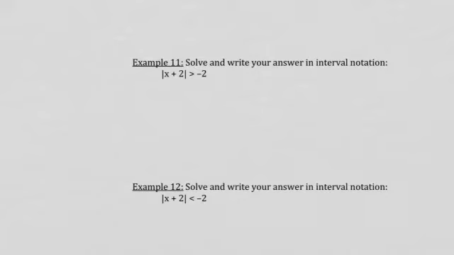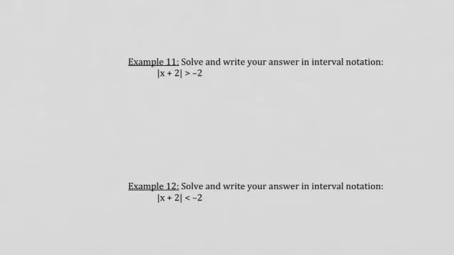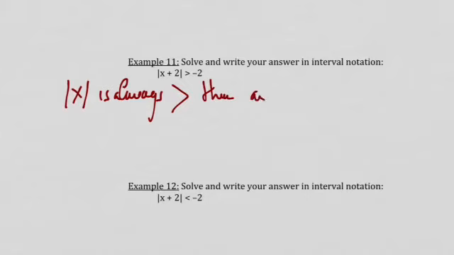When you look at example number 1, you have a true statement. An absolute value is always greater than a negative number. So obviously, because the absolute value of an algebraic expression is always greater than a negative number, I can tell right away that my interval notation is going to be negative infinity, plus infinity.